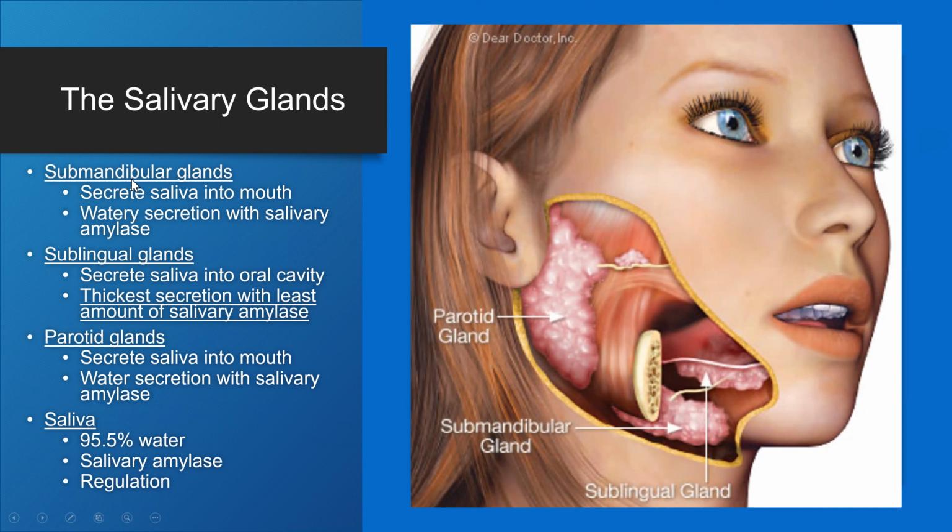So the submandibular gland secretes saliva into the mouth, a watery secretion with salivary amylase. The sublingual gland secretes saliva into the oral cavity, a viscous secretion with the least amount of salivary amylase. And the parotid gland secretes saliva into the mouth, a watery secretion with salivary amylase. So pretty much those salivary glands secrete saliva, and saliva has several functions.